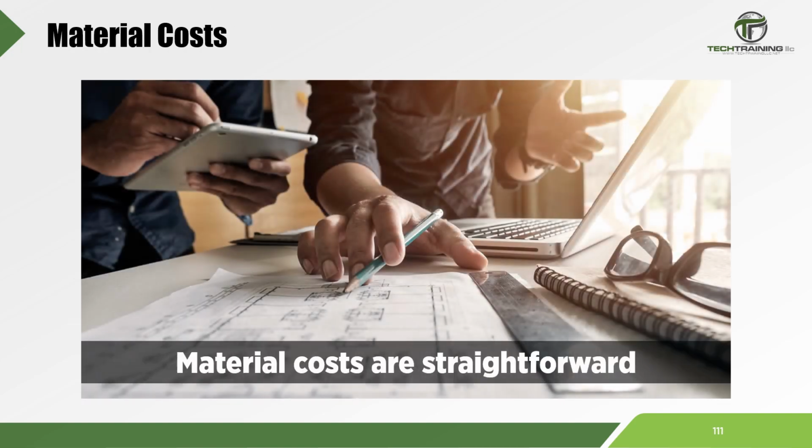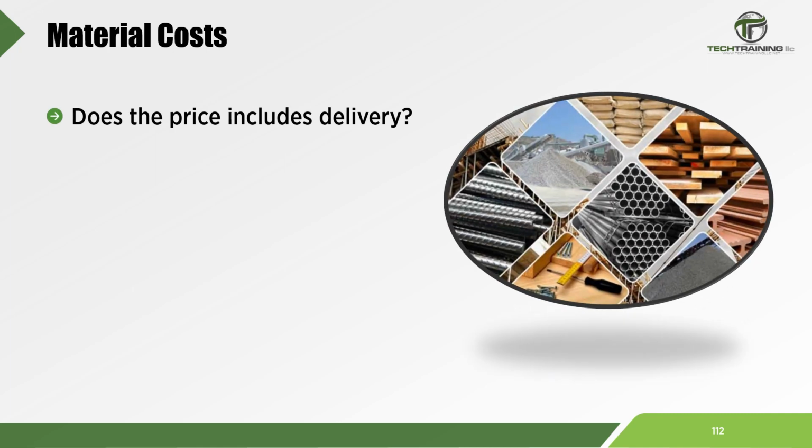Material costs are usually the most straightforward. This is because, in most cases, the source for the price is the supplier. But the estimator must still be sure the prices quoted are covering all of the specifications. Some items the estimator should review are: does the price include delivery? Though this may seem obvious for some materials, in many cases delivery is not included.